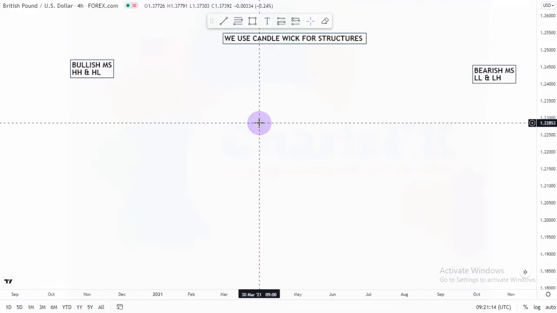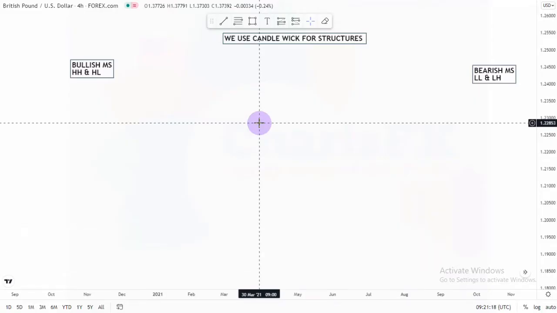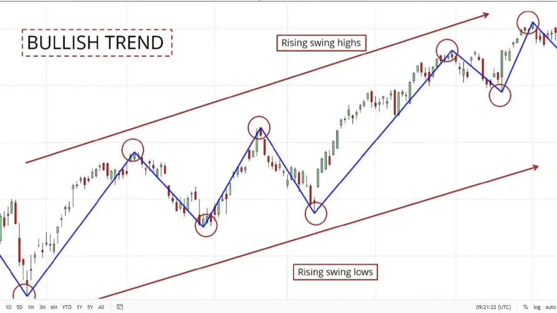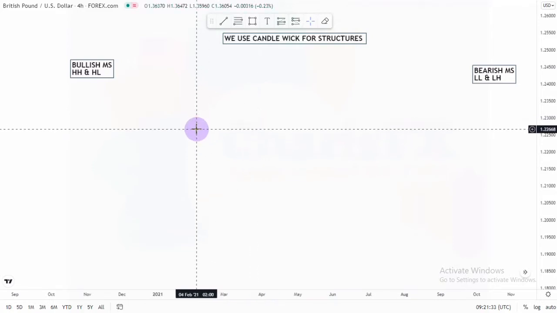Today I want to show you how you can identify market structure as a beginner trader, how you can clearly define the structure of a trending market, whether a market is trending bullish or bearish. There are key things you need to look out for to identify a market and define it bullish or bearish. There are two types of market structure.